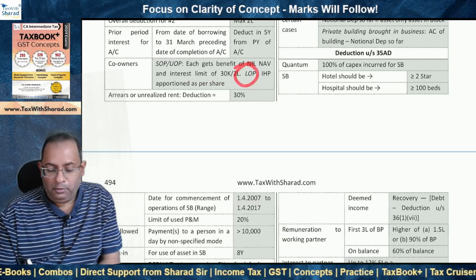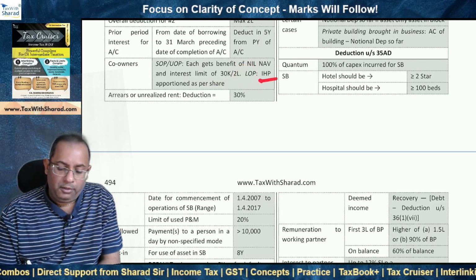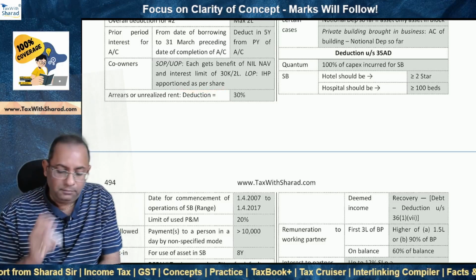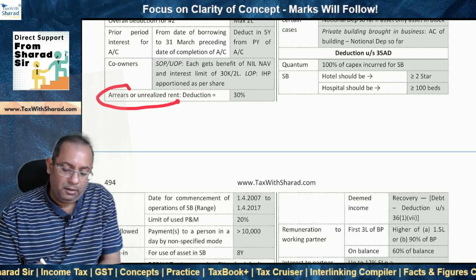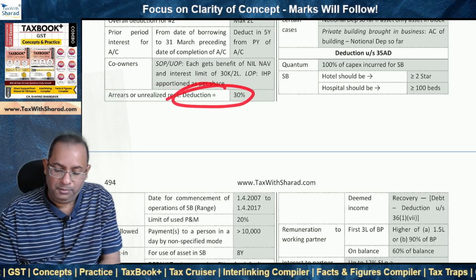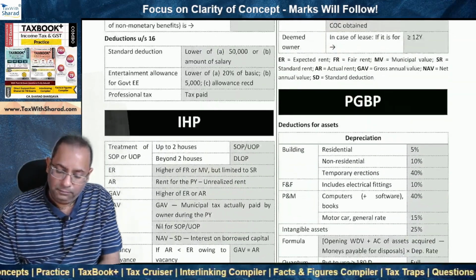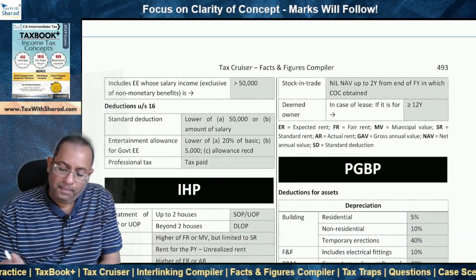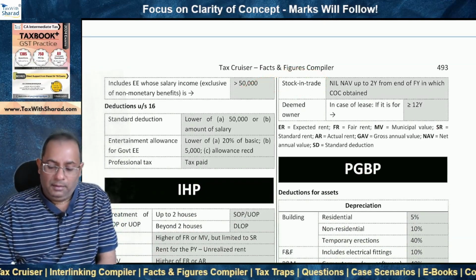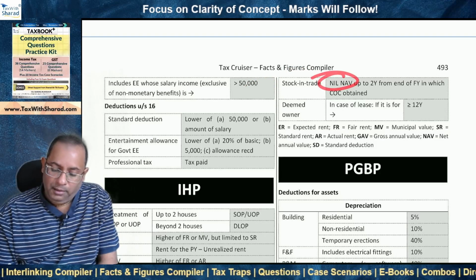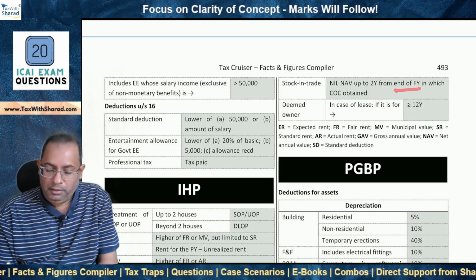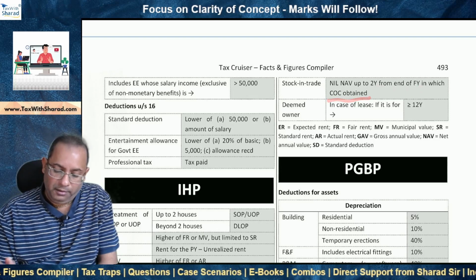In the case of let out property, we first compute income from house property under that head and then we apportion it as per the share. If arrears of rent or unrealized rent is received, then it is taxable after giving a flat deduction of 30%. If the property is held as stock in trade, then the NAV is taken to be nil up to a period of 2 years from the end of the financial year in which the certificate of completion has been obtained.